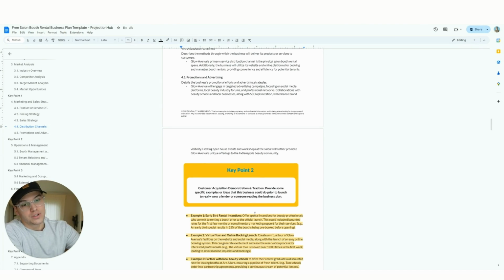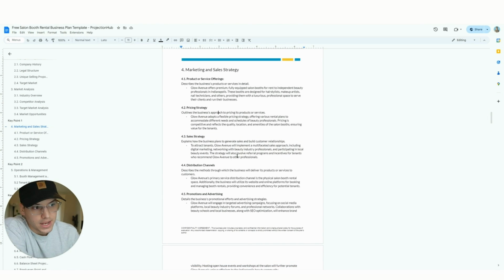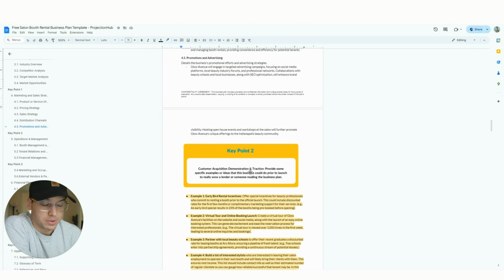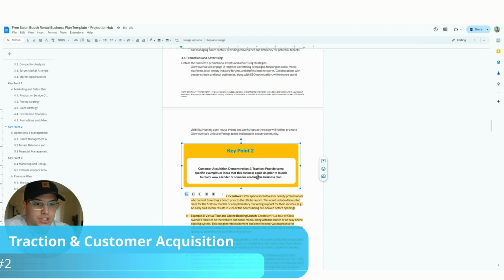So we've already demonstrated that we think there is room in the market, and here's the research we did to support that. Key point number 2 is that now we need to demonstrate what we're going to do to actually get them in the door. It's one thing to say we're going to have a website and do some advertising, but what can really make your business plan shine is if you can demonstrate traction.